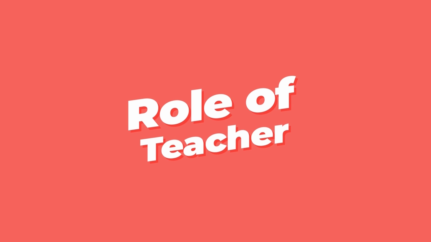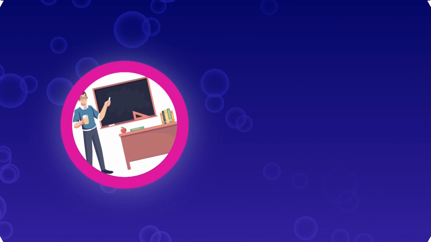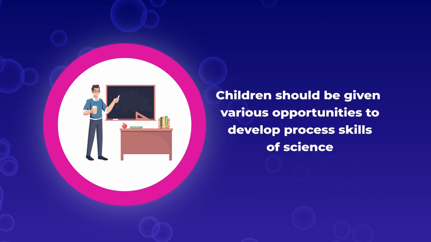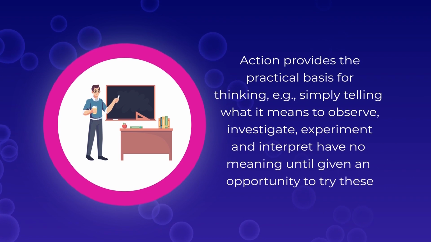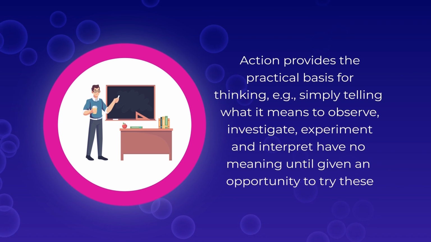So, what is the role of teacher in present times? The teacher has an important role to play in providing children with some important points. Let's see what these points are. Children should be given various opportunities to develop process skills of science. Action provides the practical basis for thinking. For example, simply telling what it means to observe, investigate, experiment, and interpret have no meaning until given an opportunity to try these.